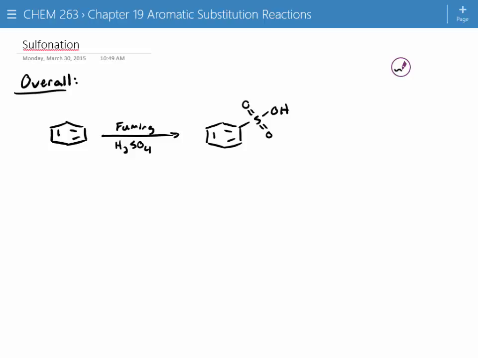But the question is, what's fuming sulfuric acid and how is it different from regular sulfuric acid? Does it mean it's bubbling? Is something coming out of it? I was very unclear on this until I took organic chemistry. Fuming sulfuric acid is something different. It has sulfur trioxide dissolved in it. So it has SO3 dissolved in it.